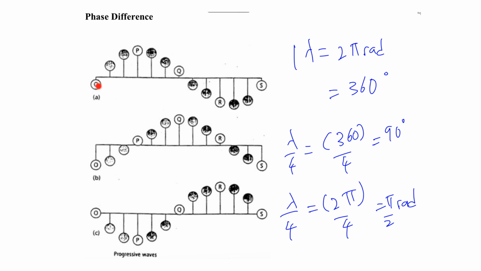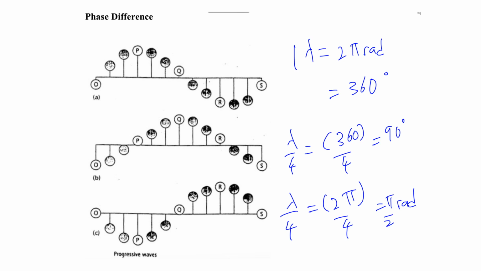So how do we measure the phase difference between O and P? The technique is always to find the distance between them in the context of one wave. So what is this distance called? If from O to S, what is this distance called? The wavelength. So if this is the wavelength, O and P is how many wavelengths? 1/4 wavelength. So if it is 1/4 wavelength, how do I convert to degrees or radians?